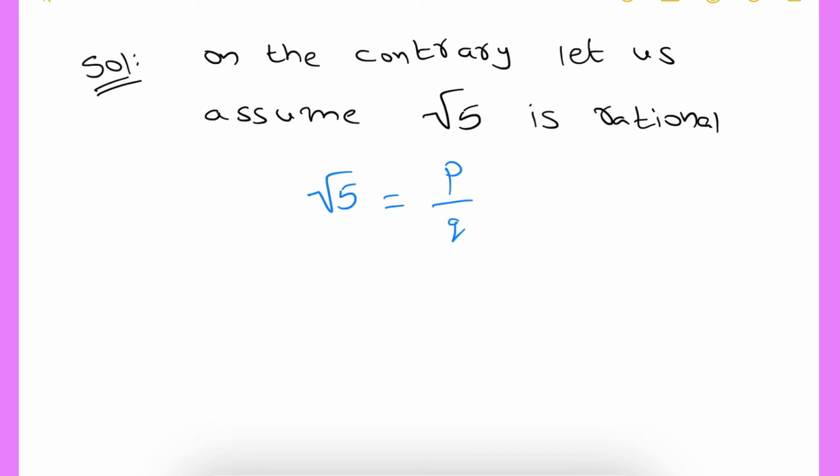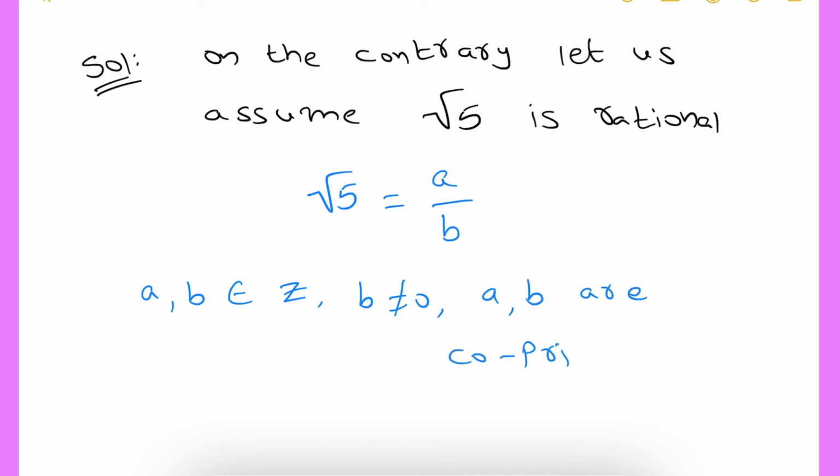But according to our 10th class maths textbook, instead of p by q, they wrote a by b. So I am also following the same a by b. Root 5 we are assuming as a rational number. So root 5 equals a by b. Then what are the conditions for a, b? a comma b both belong to the integers, b not equal to 0, and a comma b are co-primes.